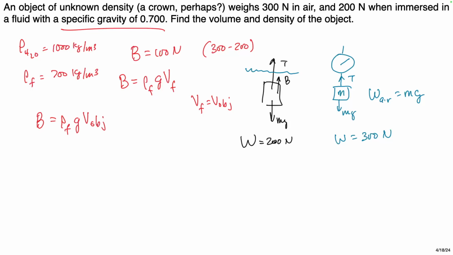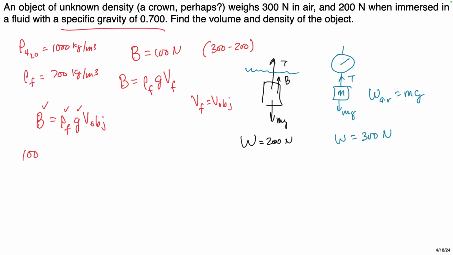Find out what's going on here. What do we know? We know the buoyant force. We know the density of the fluid. We know what planet we're on, and we can solve for the volume of the object. That's going to help us to determine the density of the object, which is going to help us to determine what the object is made out of.